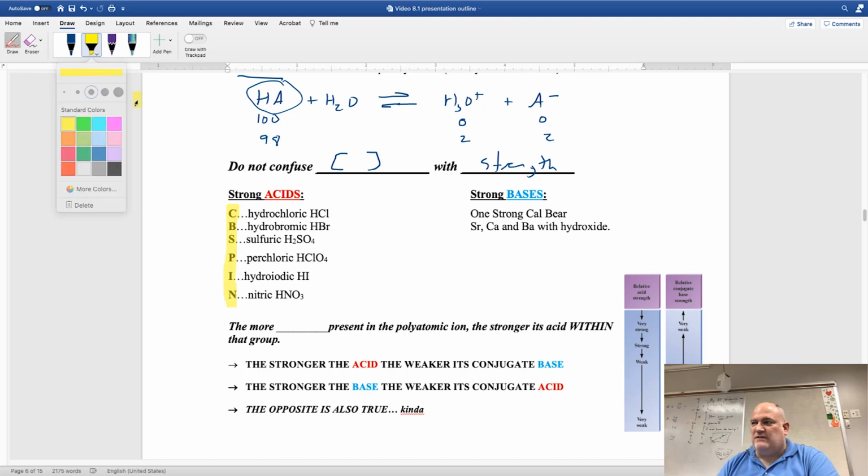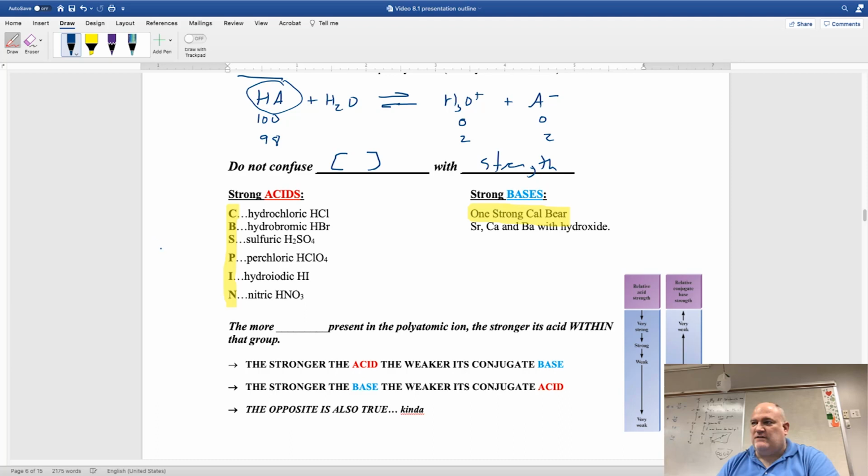It is important to know these 6 strong acids, because whenever we see them, we don't have to do equilibrium problems, and as I'll show you in just a minute, we're going to be able to do something kind of cool with just strong acids. On the other side, we have 1 strong Cal-Bar, which stands for group 1, strontium, calcium, and barium. Those are the only strong bases.